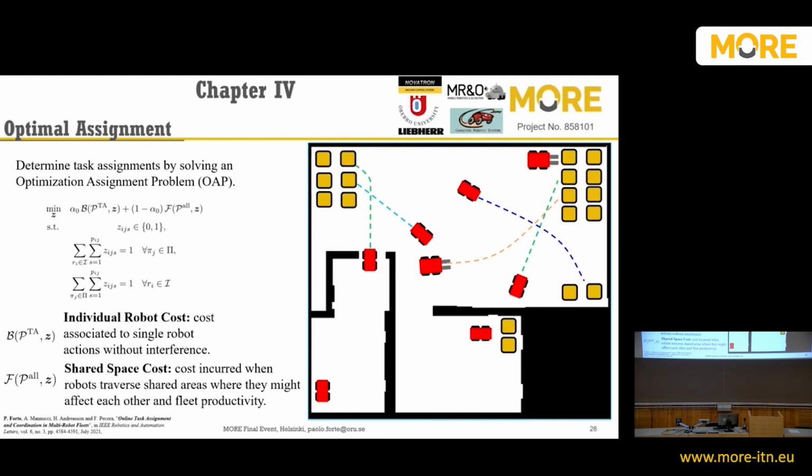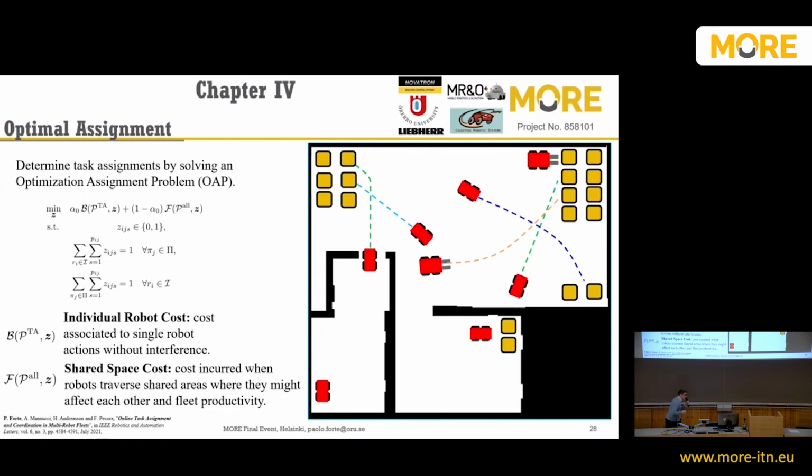And here you can tune whatever you want to optimize, and this can be any type of cost. So the path length, any type of single robot cost, and this can be any interference cost. So the productivity, the time delay, and so on.